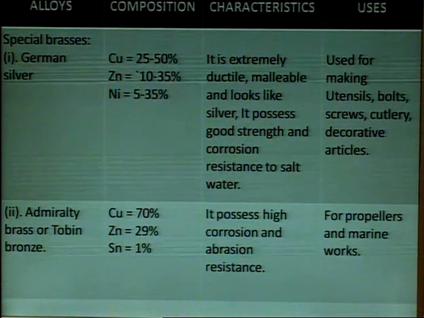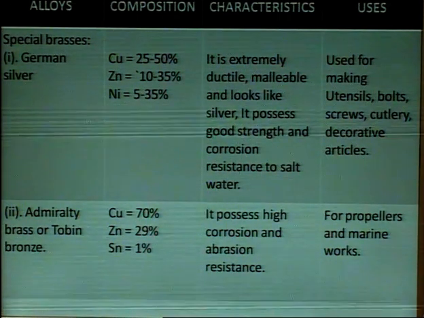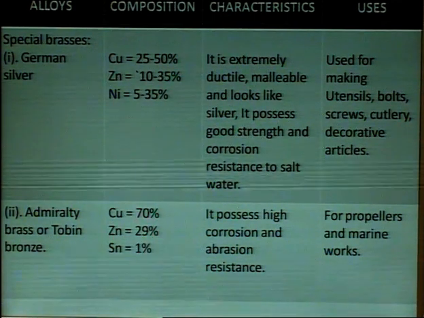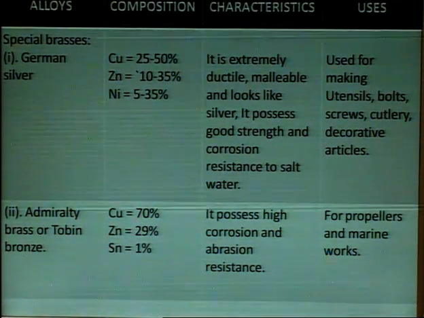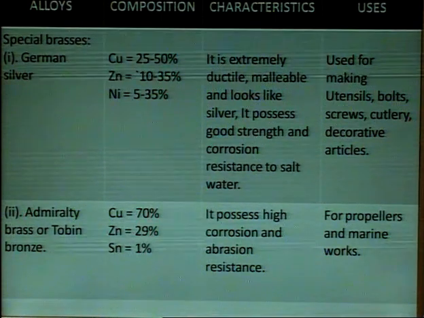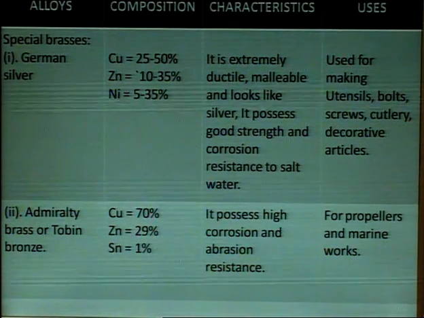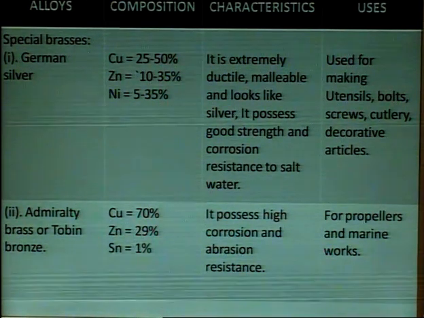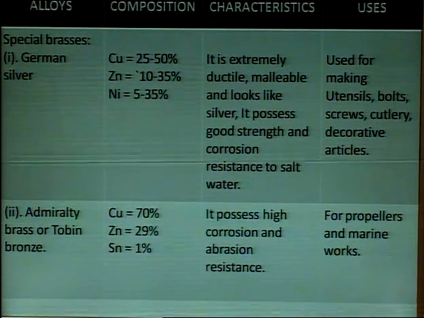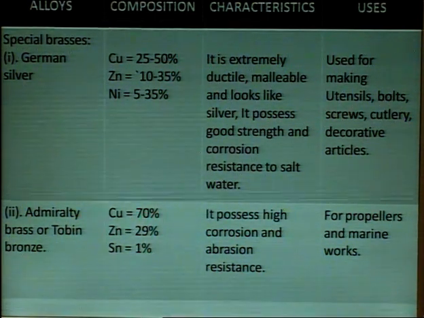German silver. In German silver, the composition of copper is 20 to 50%, zinc is 10 to 35%, nickel is 5 to 35%. German silver is extremely ductile, malleable and looks like silver. It possesses good strength and corrosion resistance to salt water. German silver is used for making utensils, bolts, screws, cutlery, decorative articles.